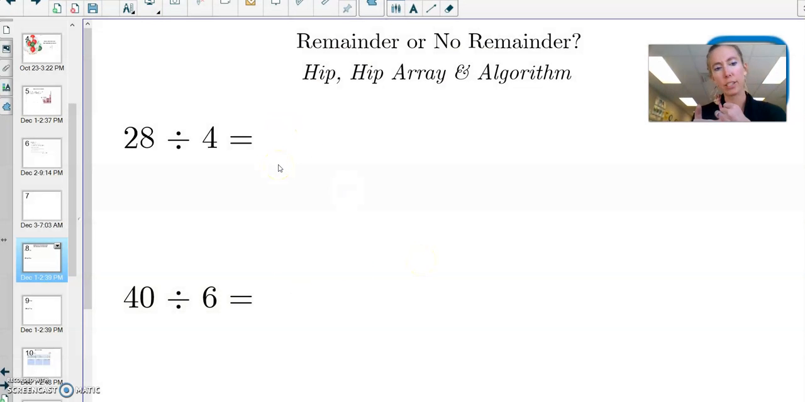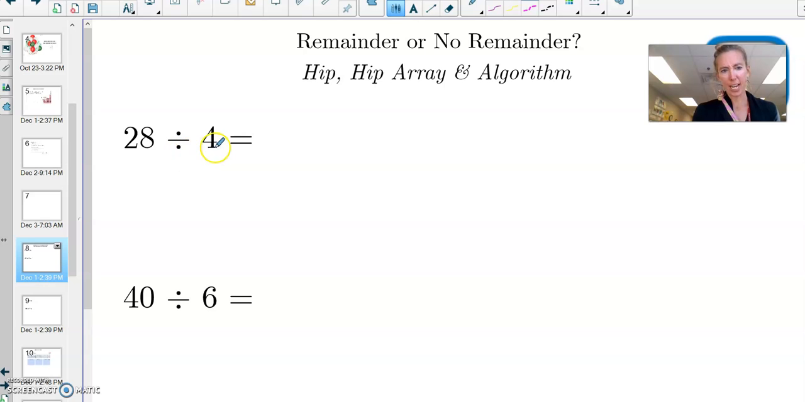You need your tiles if you want them. You need a piece of paper because we are going to be using an array and the algorithm to figure out whether these problems have remainders or not. There's no situations today, all right? It's just straight up problems. So yeah, I have a lot of problems all the time. And luckily right now I only have 2.